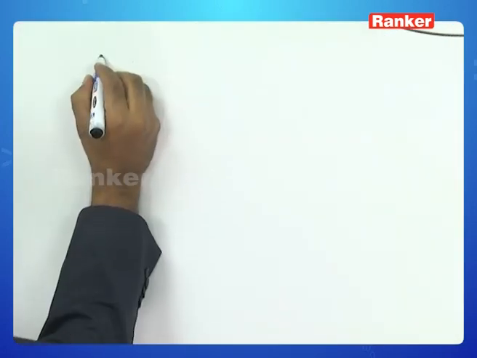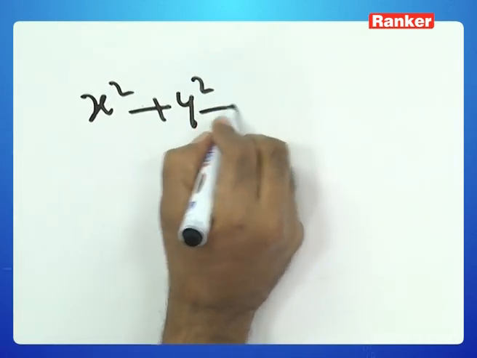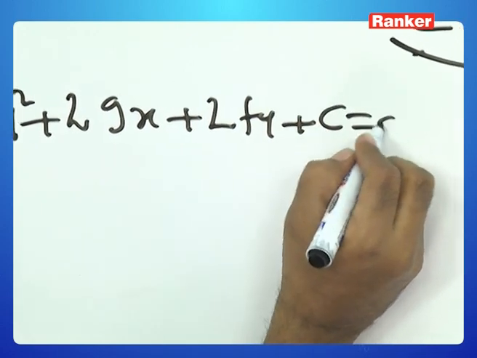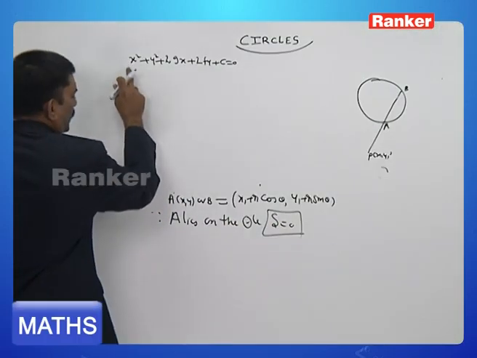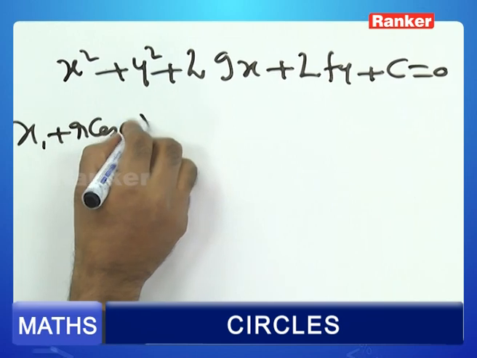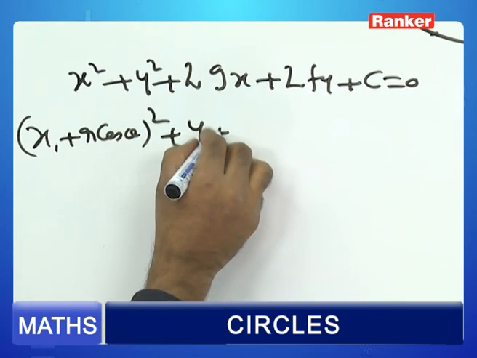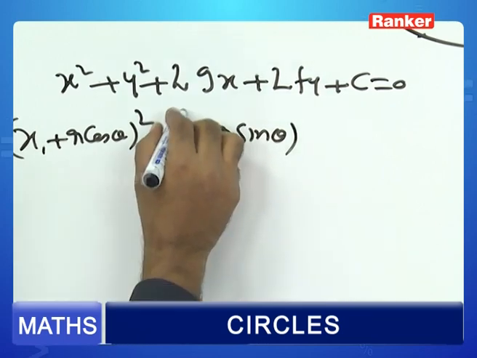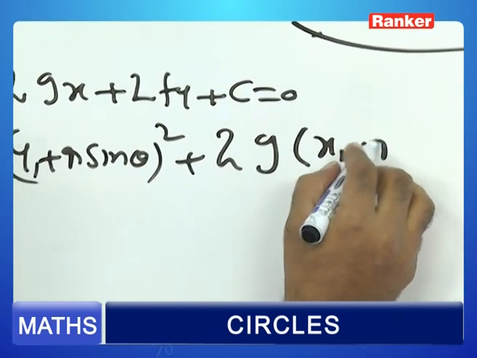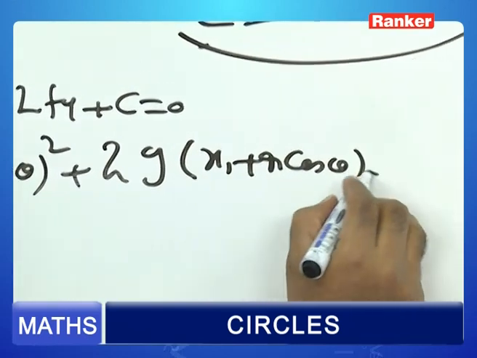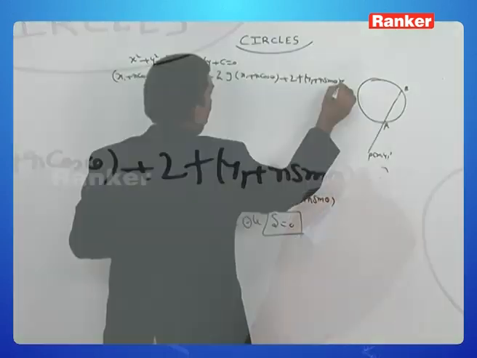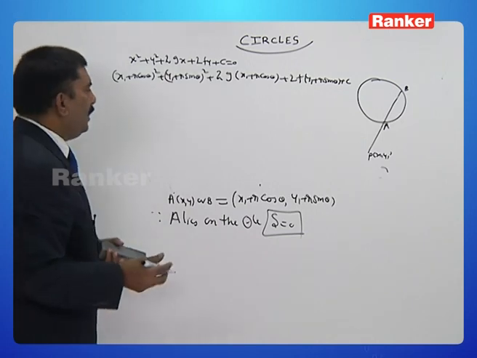In place of x square plus y square plus 2gx plus 2fy plus c is equal to 0, in place of x, you have to substitute. Therefore, x1 plus r cos theta whole square, y1 plus r sin theta whole square. Therefore, 2g into, in place of x, put x1 plus r cos theta. Now 2fy into what? y1 plus r sin theta plus c. Now you expand the equation.